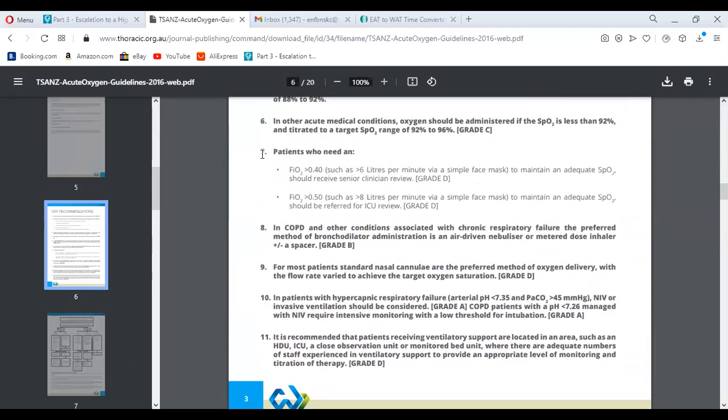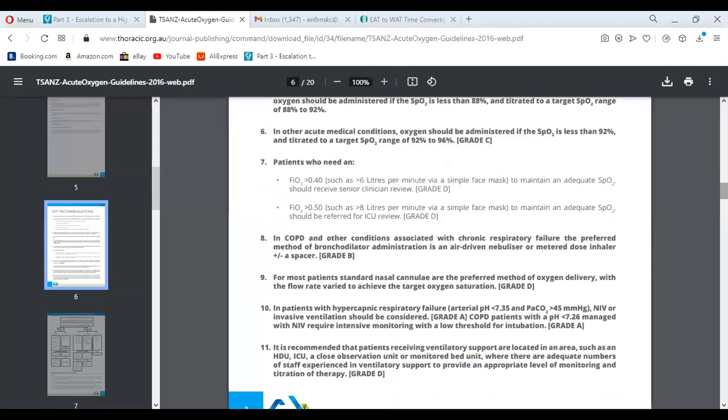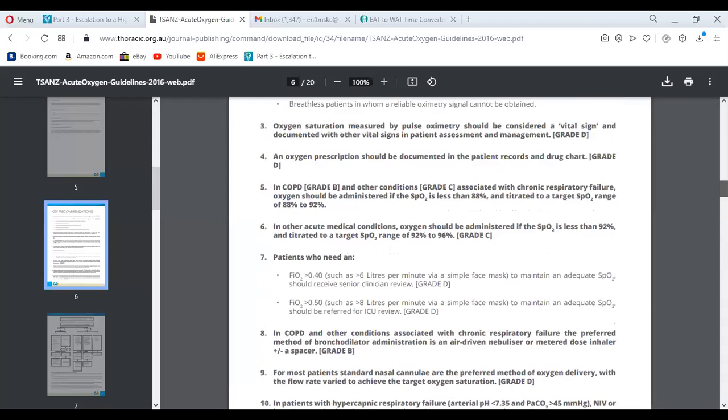So our key recommendations from the American Society of Thoracic Surgeons give key recommendations on when to call a senior doctor. For any patient who needs an FiO2 of greater than 0.4, for example a patient that requires a flow rate of more than 6 liters per minute via a simple face mask to maintain an adequate SpO2, should receive a senior clinician review.